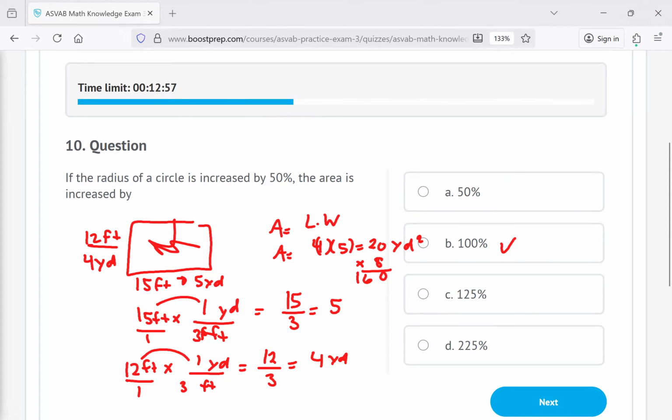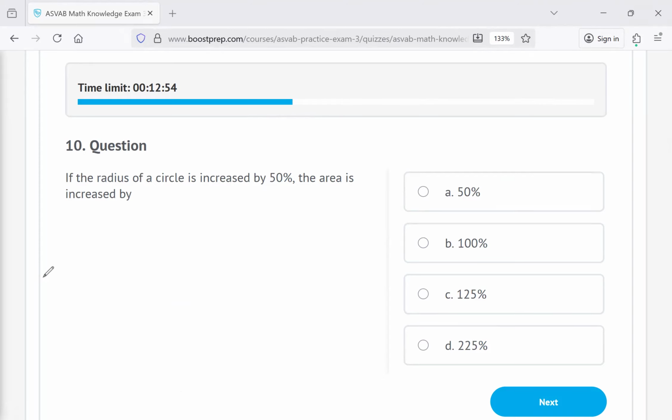Okay, so this is an interesting one. It's a bit confusing at first, but if you draw an image, it helps. Question 10 says, if the radius of a square is increased by 50%, the area is increased by how much? So you're going to need to draw a circle, and then here you have a radius, right? Now let's just randomly pick a radius.